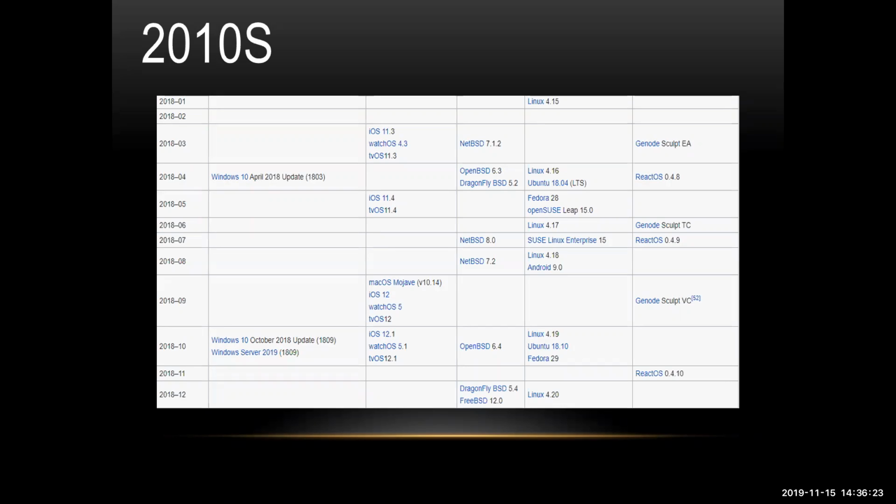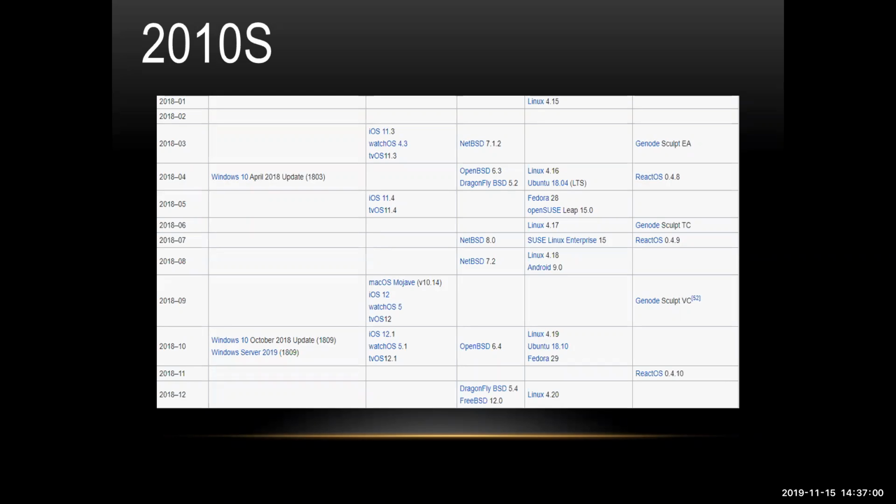And then July, we had NetBSD 8.0, SUSE Linux Enterprise 15, and React OS 0.4.9. And then for August, we had NetBSD 7.2, together with Linux 4.18 and Android 9.0. And then September, we had Mac OS Mojave. And then iOS 12, Watch OS 5, tvOS 12. Lastly, Genode Scope VC. And in October, we had the Windows 10 October 2018 update, 1809, and Windows Server 2019, 1809.